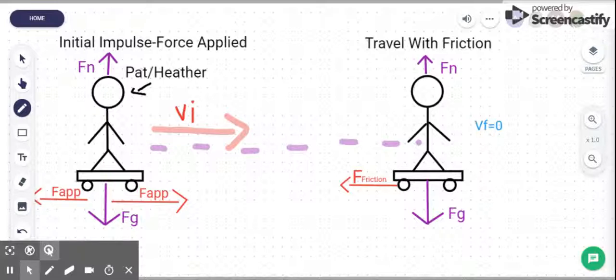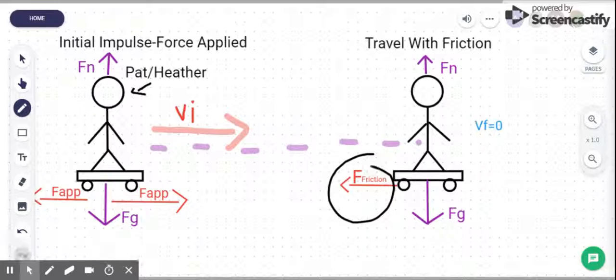As the skater starts moving, the only horizontal force acting on the skater is friction. Other forces include the normal force and the gravitational force. Since the final velocity is 0, the skater is decelerating to a stop.